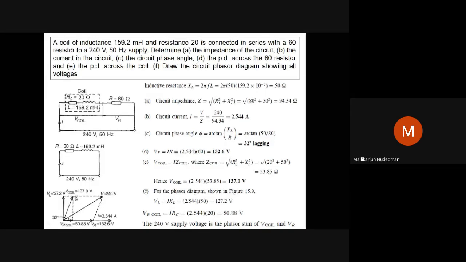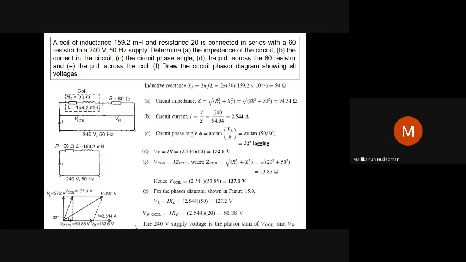For such problems, I have solved a problem in the class. Minimum 2 problems I have worked out. Try to understand the RRL representation, because the applied voltage is 240. That is the total sum of V coil and VR. You can see VR is from this beginning to this VR. Okay, this is V coil, the voltage across the coil.